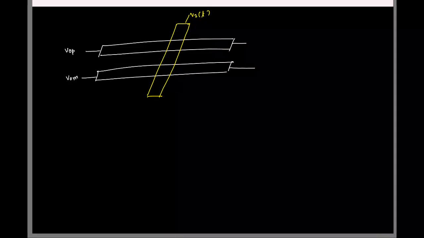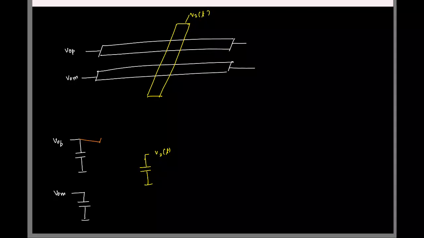So let's model it as a lumped element. I have VOP, and from here to ground I'll have some capacitance. VOM, from here to ground I'll have some capacitance. Same is the case with V2 of t. And now I have two metal lines like this, and one more line is crossing like this. So I'll have overlap capacitance for each of them.